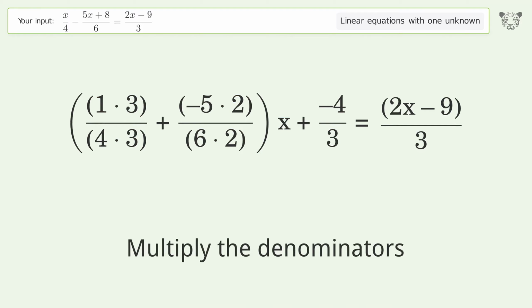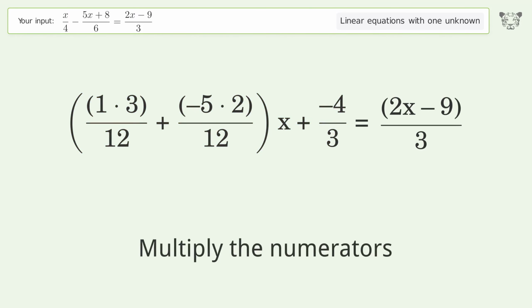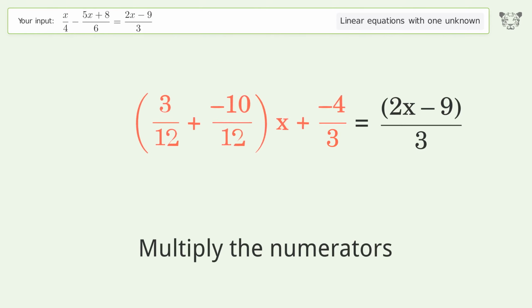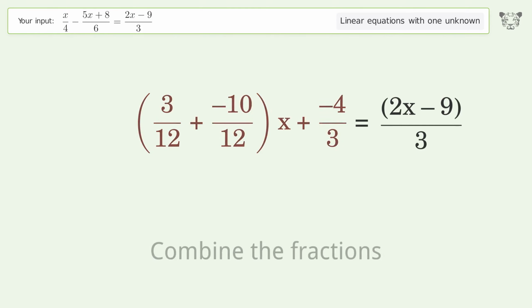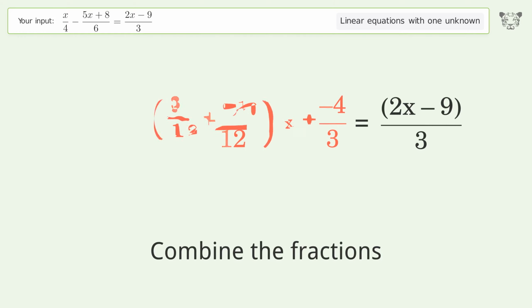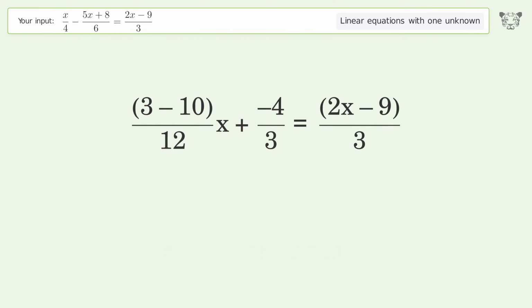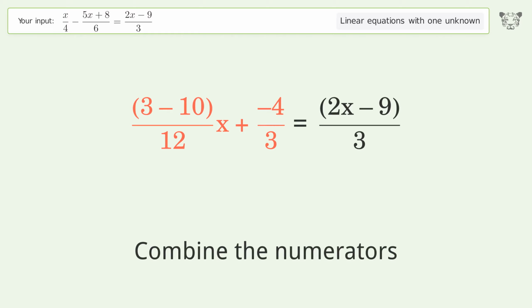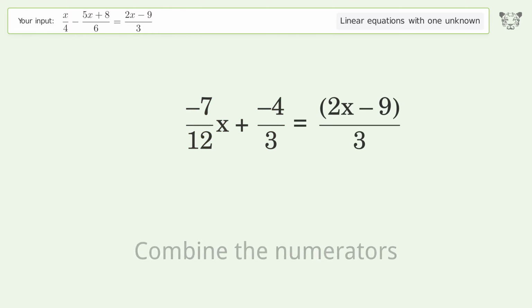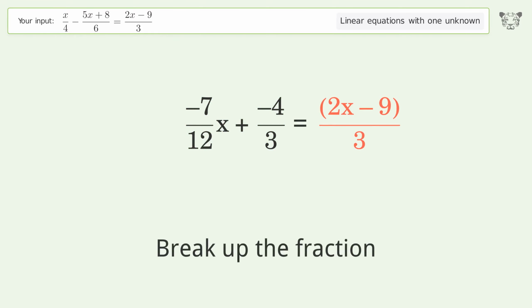Multiply the denominators. Multiply the numerators. Combine the fractions. Combine the numerators. Break up the fraction.